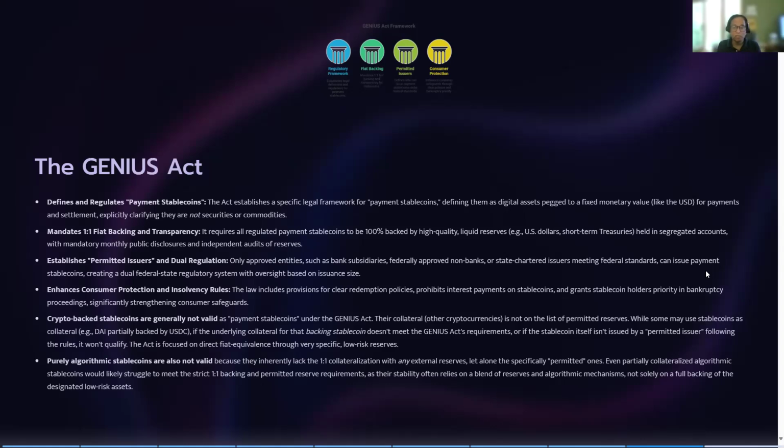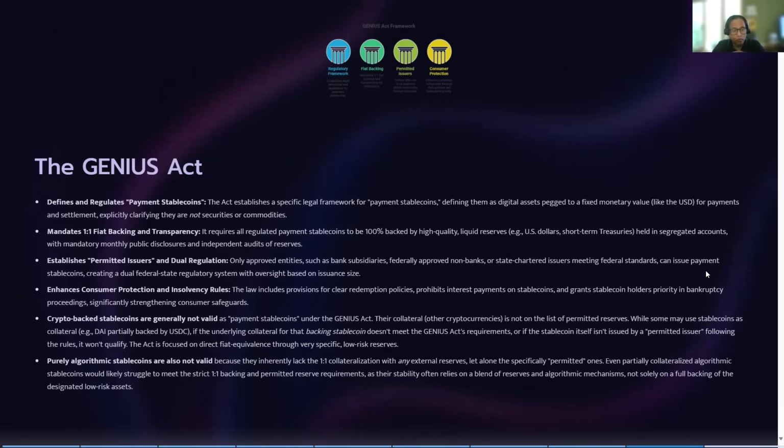Sometimes companies can start up and issue the stable coin, and once they issue it, they close the company and run away. So that's what the framework, the Genius Act, is trying to avoid, making sure that individual customers are all protected through this legal framework.